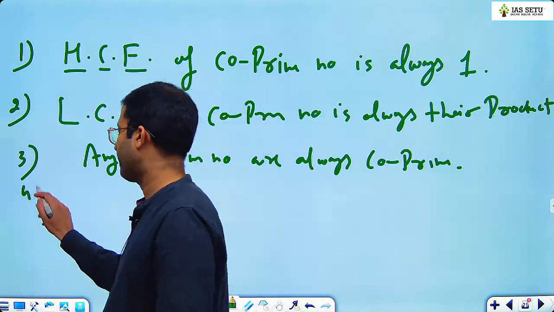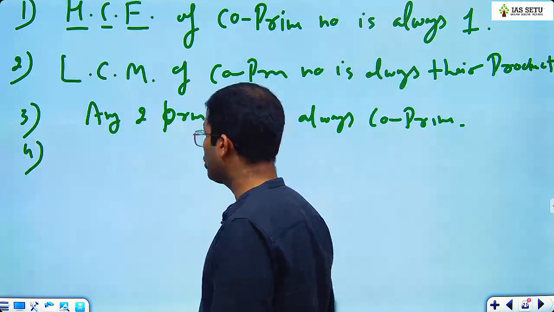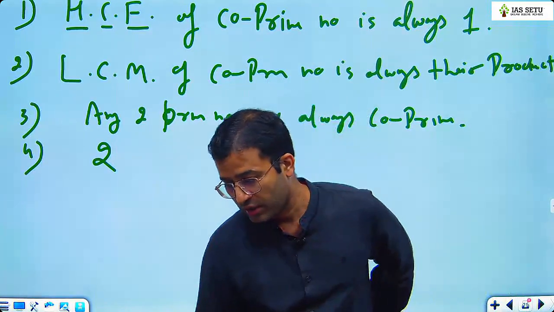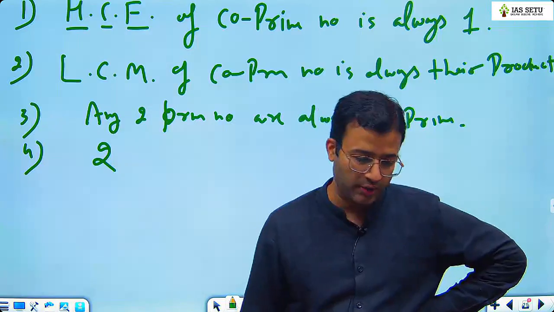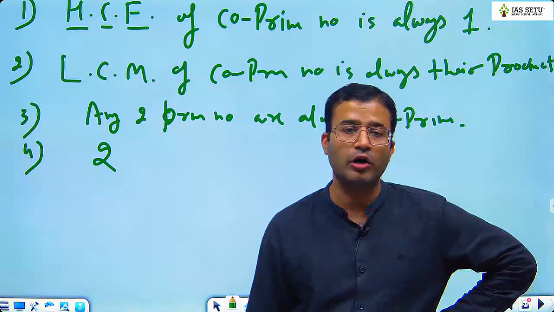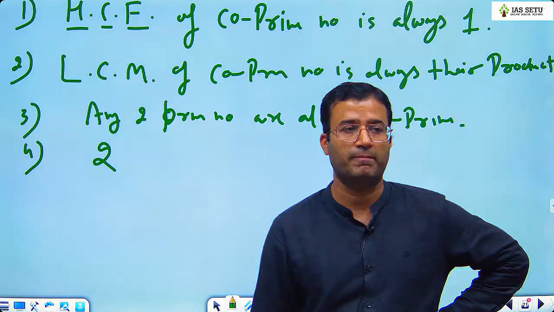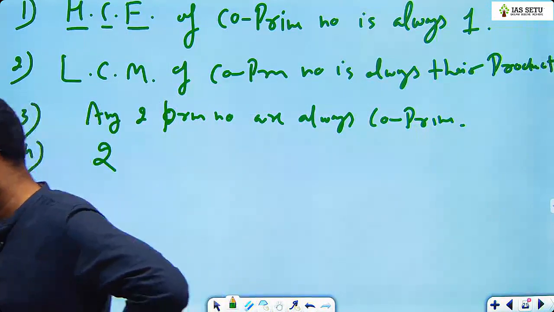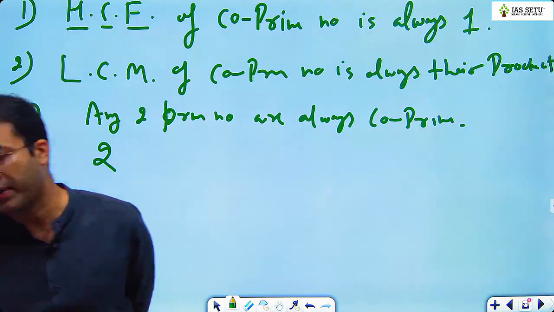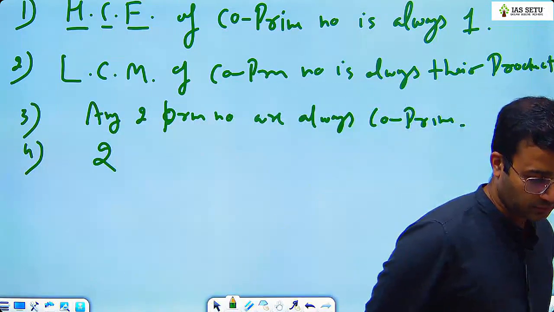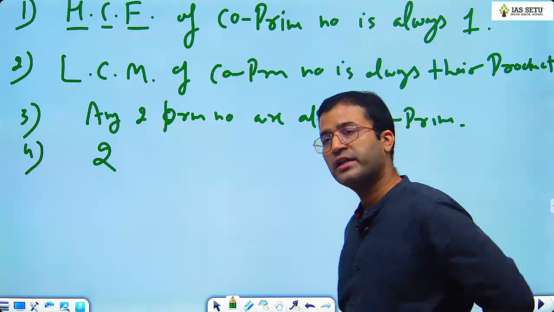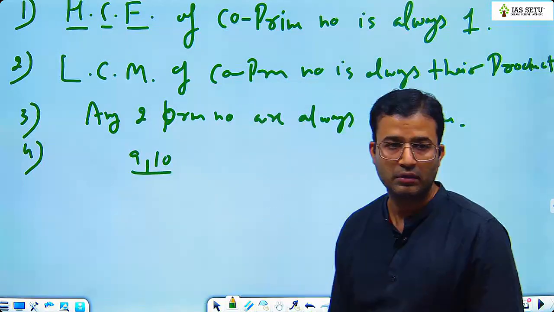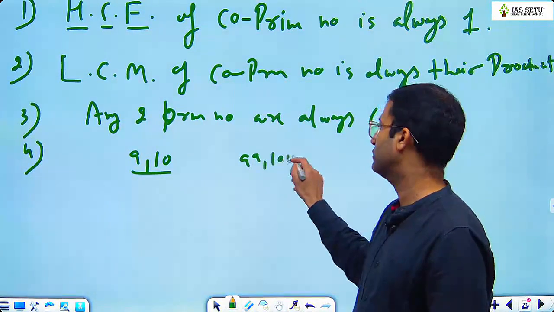Fourth, two consecutive natural numbers are always co-prime to each other. Two consecutive natural numbers are always co-prime to each other. Take anyone, like for example 9 and 10. For example 99 and 100.